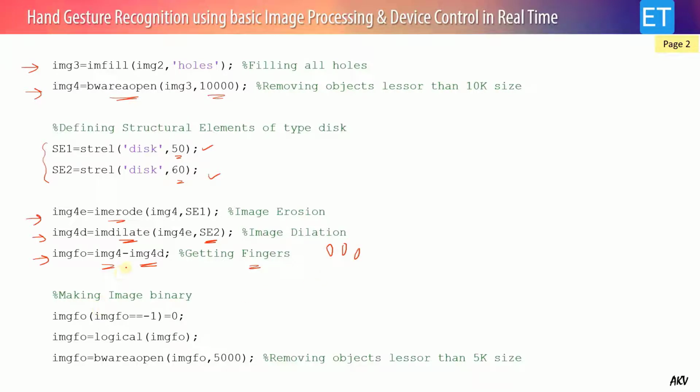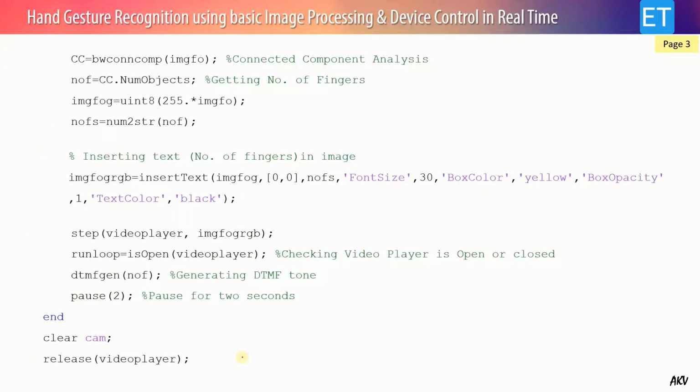And after this operation, we see that your image is not perfectly binary. It has some -1 values. So all -1 values are now zeroed, and it is converted to logical. It means it's a perfect binary output image. Okay, and here again we are removing some isolated pixels if they remain any in the image up to the size 5000 pixel crop. And now we are doing the connected component analysis for counting number of fingers.